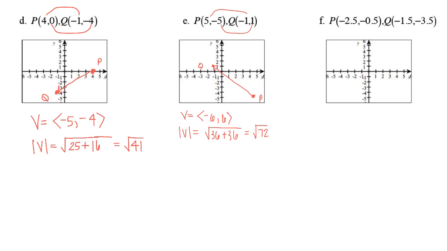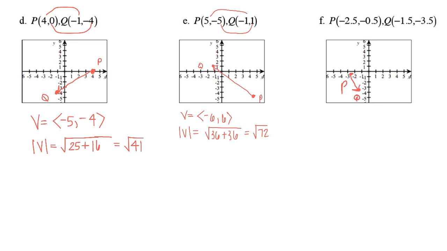Okay, and so again, same idea for F. And this time they threw in some decimals at us, oh no. So we have -2.5 and -0.5. So -2.5, -0.5, so there's P. And then we have Q, which is -1.5 and -3.5. So it's down here, there's Q. And so our vector from P to Q.